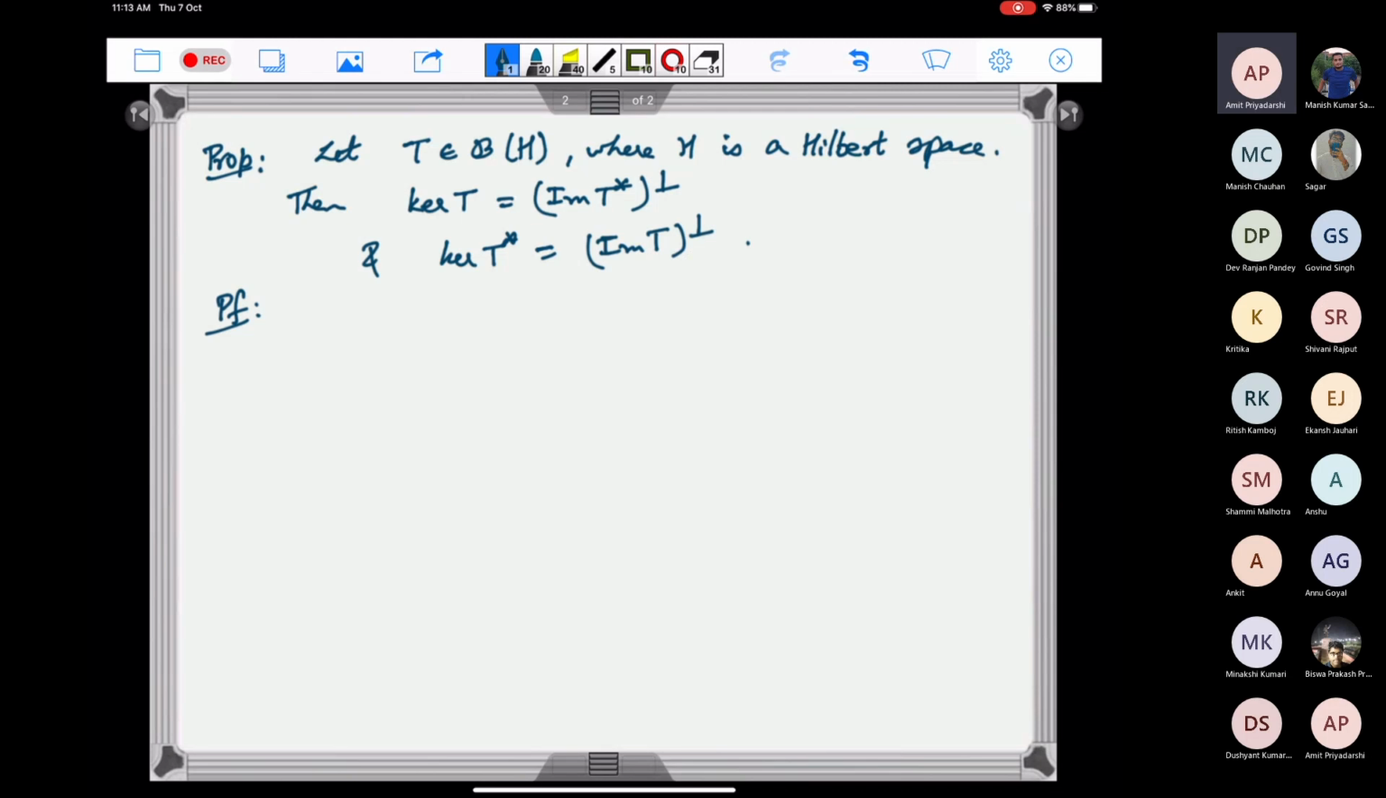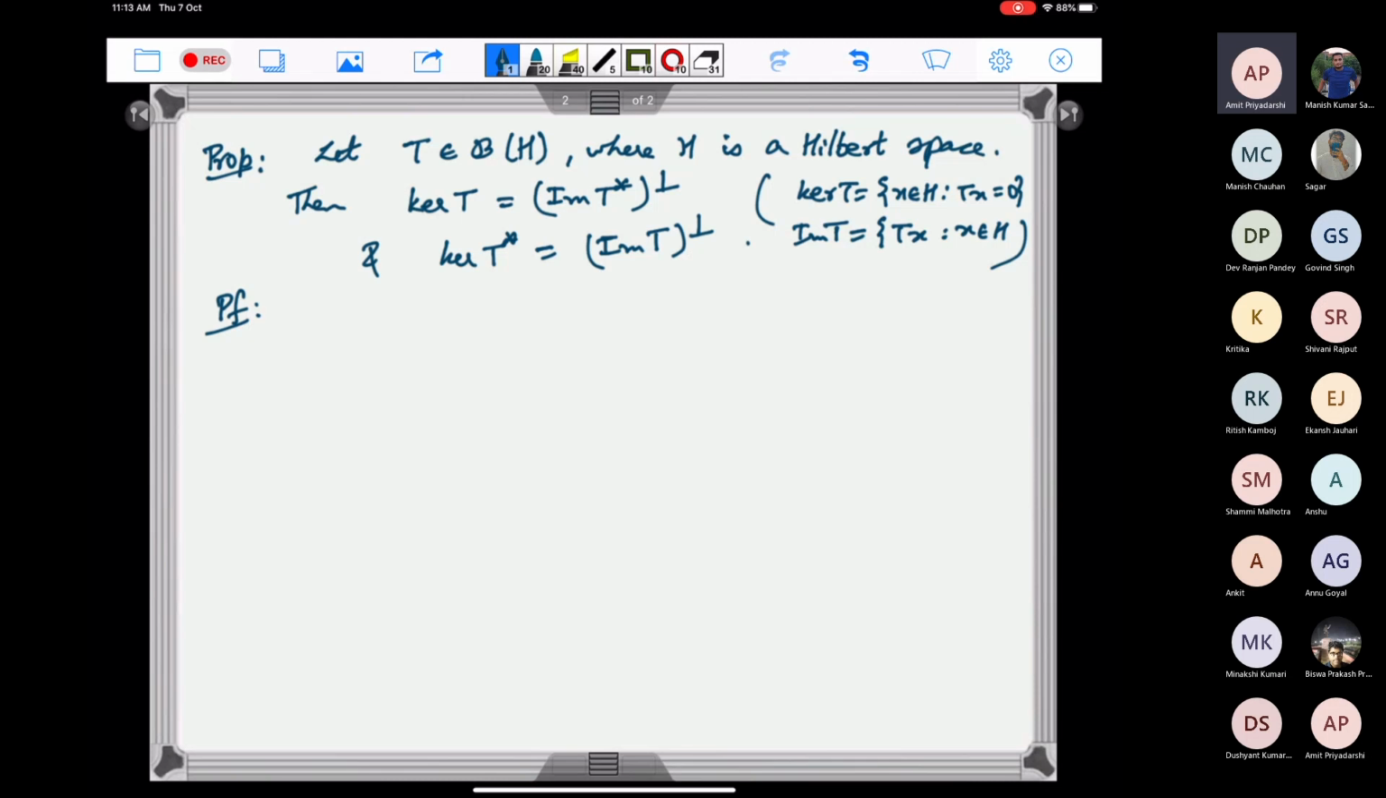So where this kernel of T is all x in H such that Tx equal to 0, and image of T is all T of x where x is in H. This is the standard notation. We sometimes write range of T also for this image T.